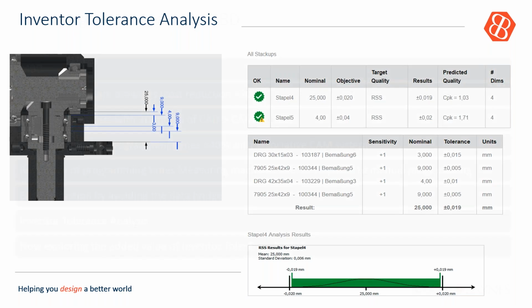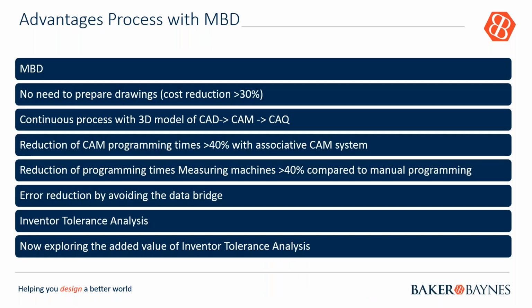Some of the advantages of using this model-based definition process: there was no need to prepare drawings, so there was a cost reduction. There was a continuous process from the 3D model, from CAD to CAM, and also to quality inspection. There was a reduction of CAM programming times of about 40% with the associated CAM system that we use, which was really great. Also, a reduction of programming times for measuring machines, around the 40% mark when compared to manual programming.